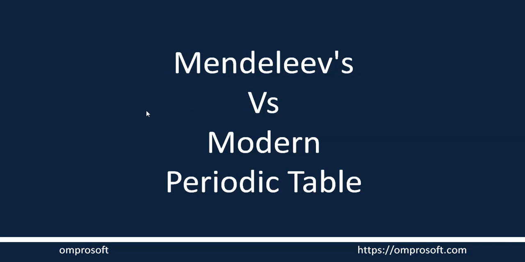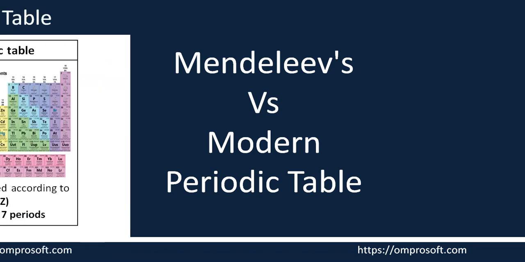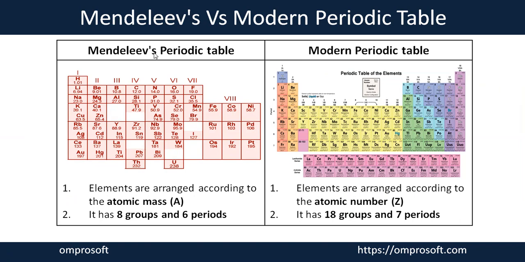With this session, we are going to discuss Mendeleev's versus the modern periodic table. How does the arrangement of elements in Mendeleev's periodic table differ from the arrangement of elements in the modern periodic table? Here we are, Mendeleev's versus modern periodic table.